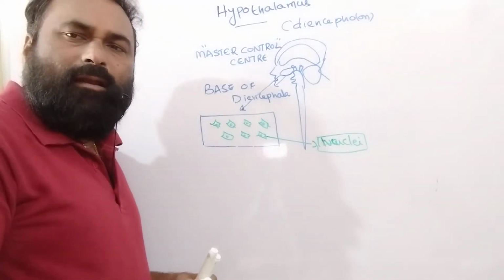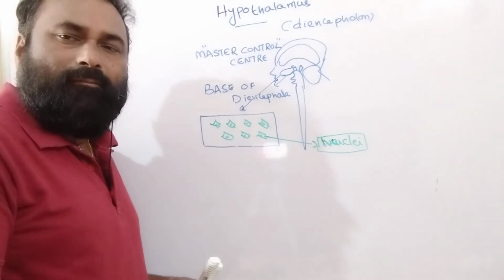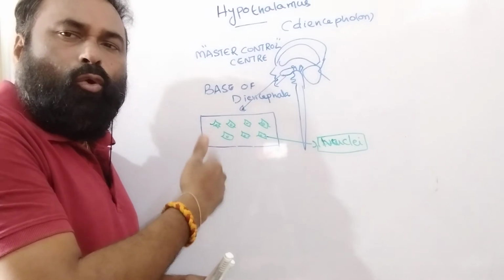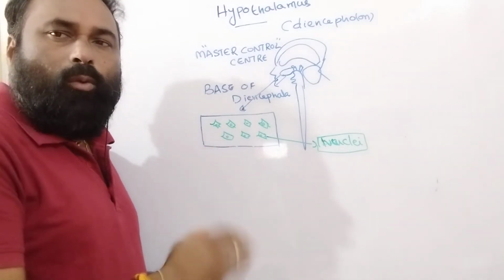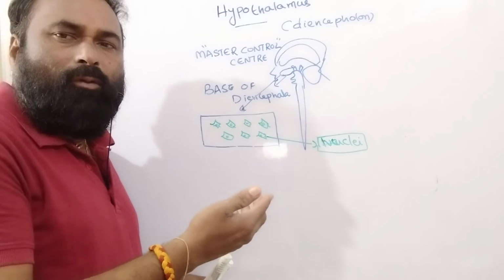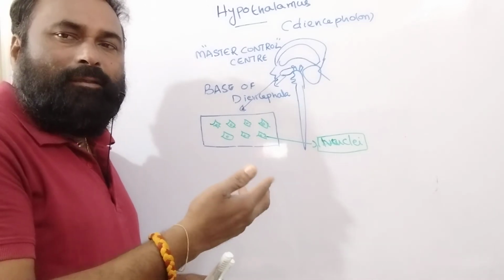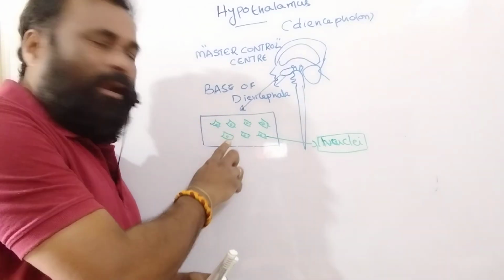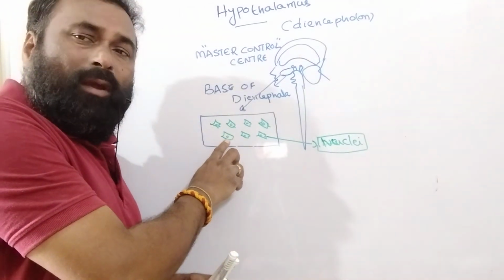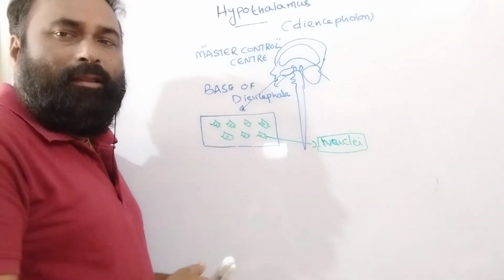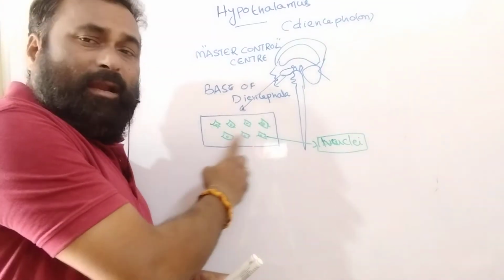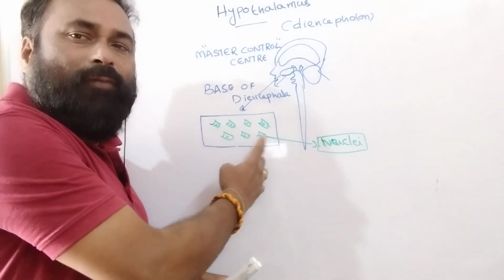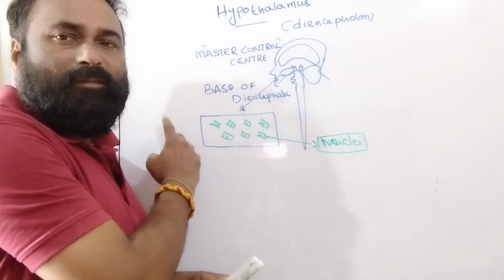All nuclei do not have the same function. Each and every nucleus has its own specific function. One can release one type of hormone, another can release another type of hormone, but never related in functionality. One nucleus is not similar to another. It is made up of so many neurosecretory cells. They call it the nucleus of the hypothalamus.